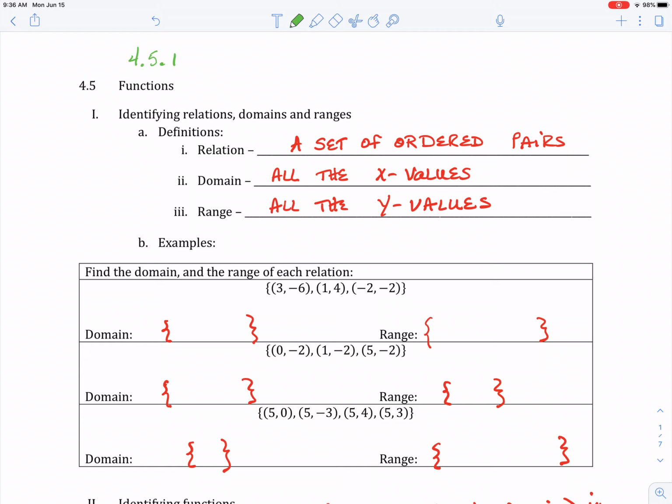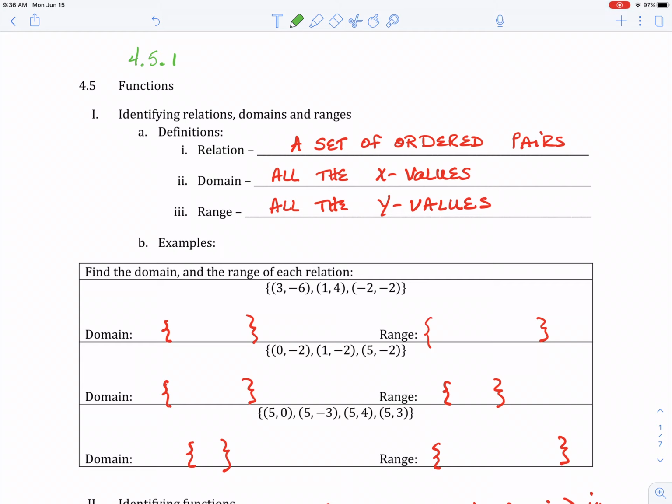The first word that you see here on screen is called a relation. A relation is a set of ordered pairs. So it's a very broad definition. And when we look at the graphs in a minute, you will see what relations look like when you graph them. Second important word is the domain.